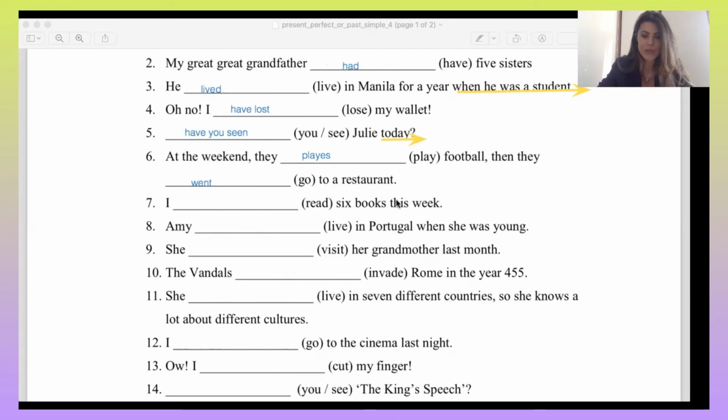Again, we have this week, this month, today. This is unfinished time. So I'm going to say, yes, exactly, I have read. Be careful when it comes to the pronunciation of read. So yeah, we're right. Read, read, read. That's how we spell it, but we say read, read, read. Okay?